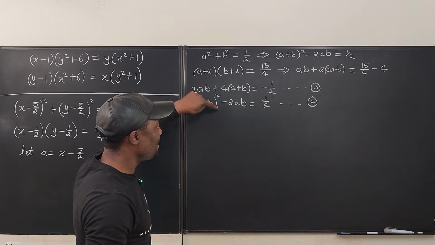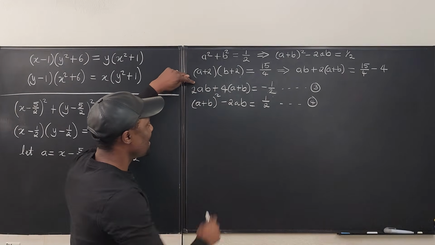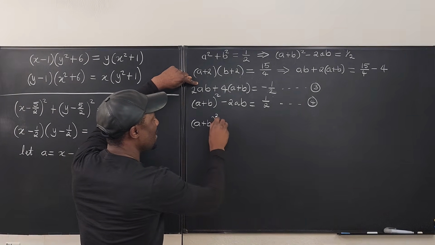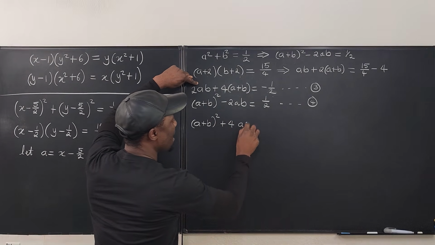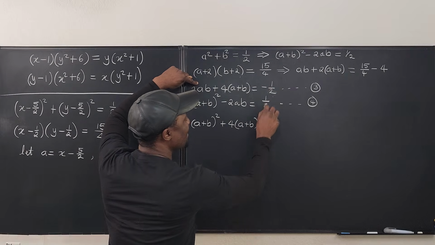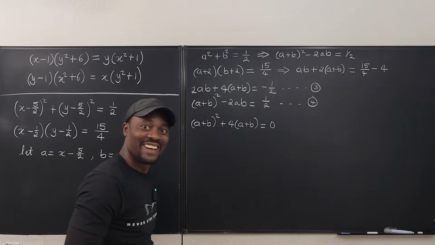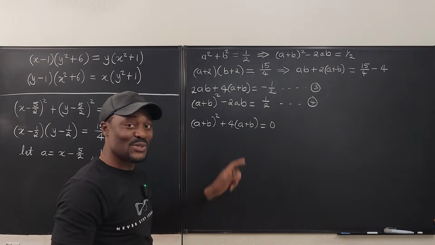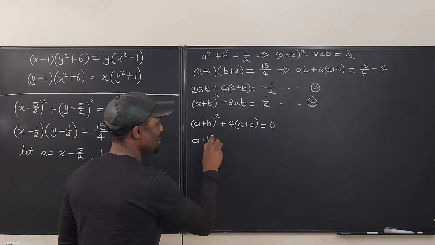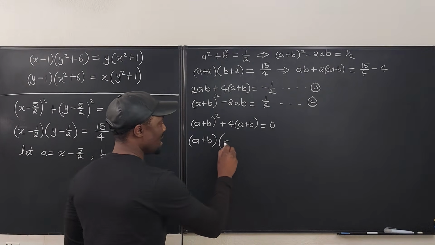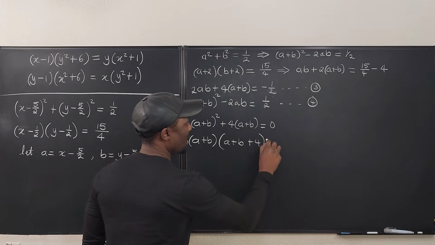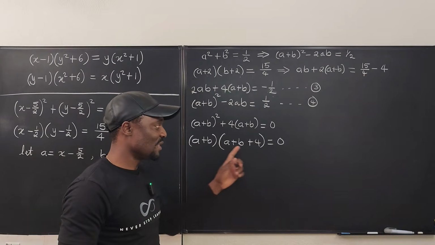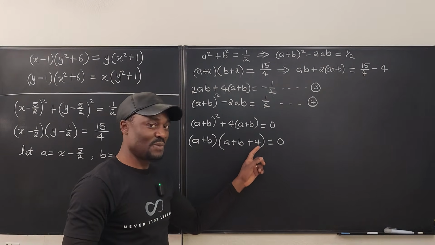Now I can add this to this. If I add this to this, these two will cancel each other out. I'll be left with A plus B squared plus 4A plus B. If I add these two together, I'm going to get 0. We've come to the end of this battle. And at this point, what is common to these two terms? A plus B. So I have A plus B factored out. What is left is going to be A plus B plus 4 equals 0. So I found another set of solutions. A plus B is equal to 0, or A plus B plus 4 is equal to 0.